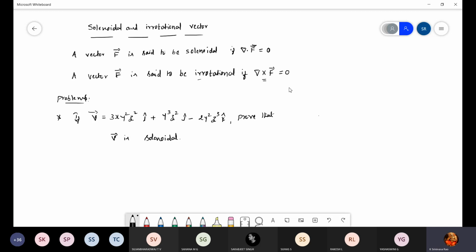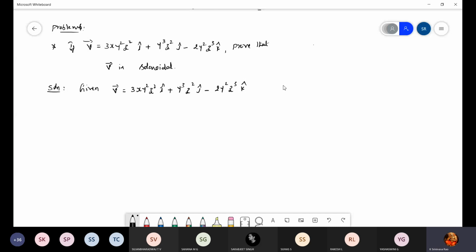Solenoidal is nothing but: you have to consider the divergence of V and show the answer is 0. Okay, take down the solution. Given V equals 3xy²z² i cap plus y³z² j cap minus 2y²z³ k cap. Okay, so write the formula.